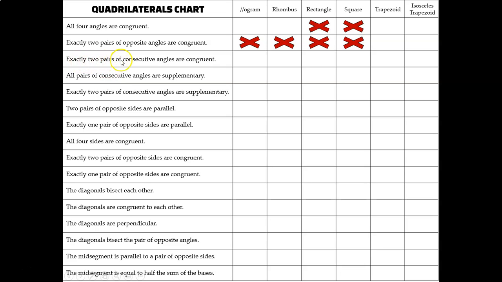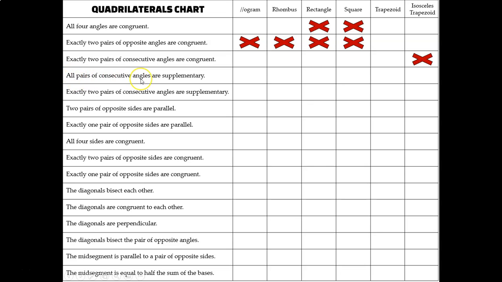Which shapes have two pairs of consecutive angles that are congruent? Well, that would just be isosceles trapezoid. If you have consecutive angles that are congruent, that means that they're on the same side of the shape instead of opposite sides of the shape. So that would not apply to parallelograms or any of the special types of parallelograms. But it also wouldn't apply to a normal everyday trapezoid. It only applies if it's an isosceles trapezoid.